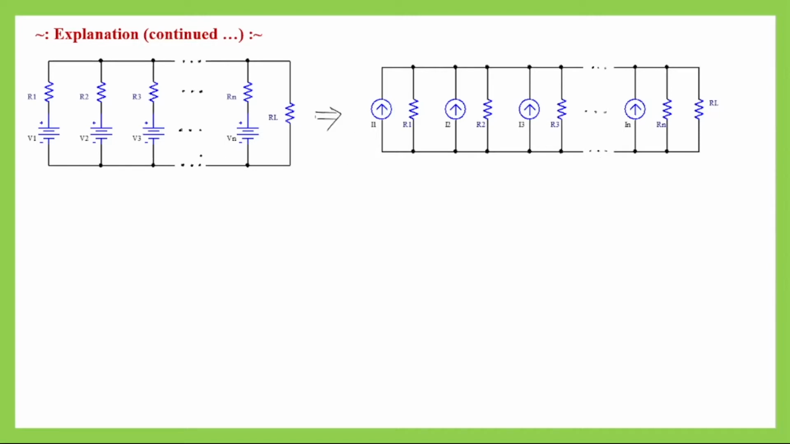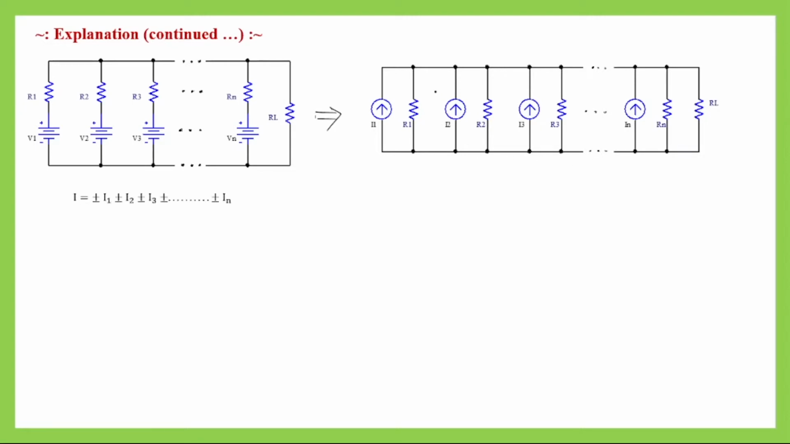So when every voltage source is transformed into an equivalent current source, then every resistance which was connected in series with the corresponding voltage source will now, in the transformed circuit, be connected in parallel with that corresponding current source. As per that, we will have the same number of current sources connected in parallel and also the same number of resistances which will again be connected in parallel with each other, and there will be a load resistor which was there in our original circuit.